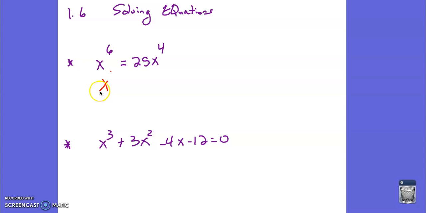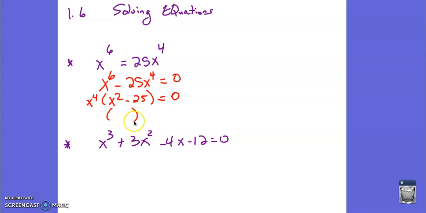So we're going to take the 25x to the fourth to one side. You almost always want to set them equal to 0. And then we're going to factor out the GCF. And then don't stop there. Notice it can factor more. A perfect binomial.